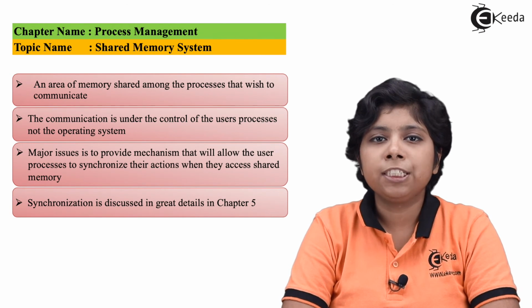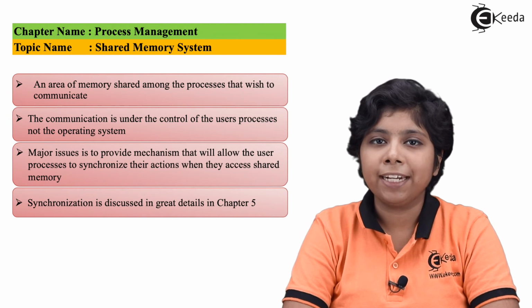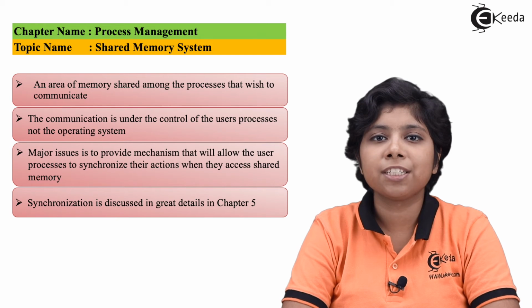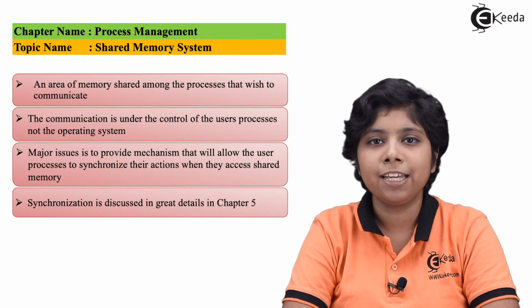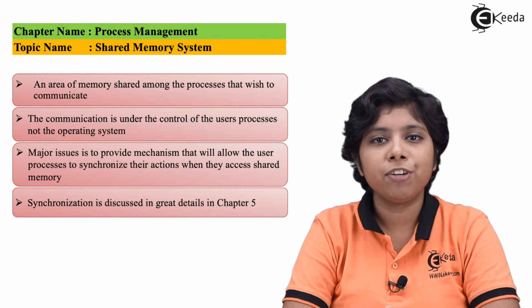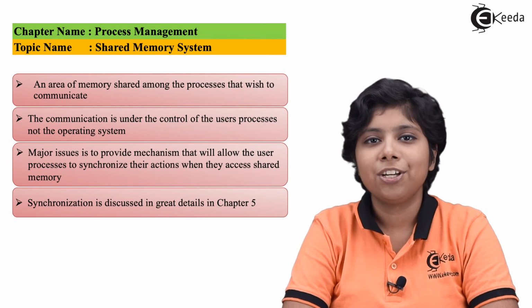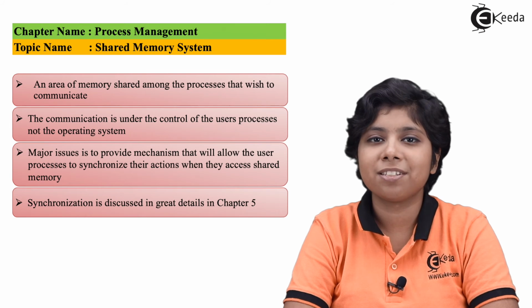Now, one concern in this illustration is that if the producer and consumer both try to access the shared memory simultaneously, then a problem will occur which can only be solved with the help of synchronization. So that is all for the shared memory system in IPC.